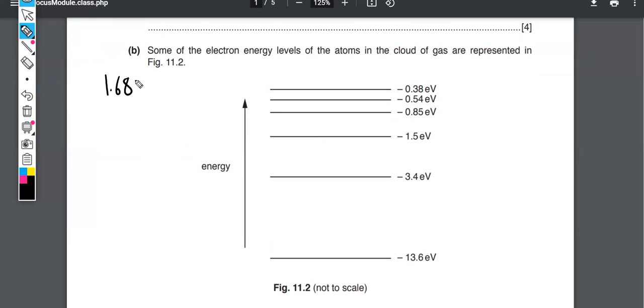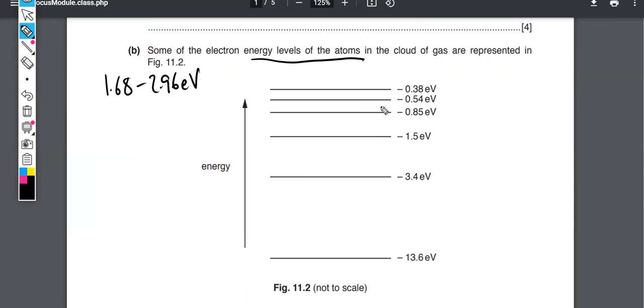photons from 1.68 to 2.96 electron volts. Now, the key idea that gives rise to the dark lines is that the difference in the energy levels, so these are the energy levels, right? Energy levels of the atoms in the cloud of gas. The difference has to be equal to the photon energy.